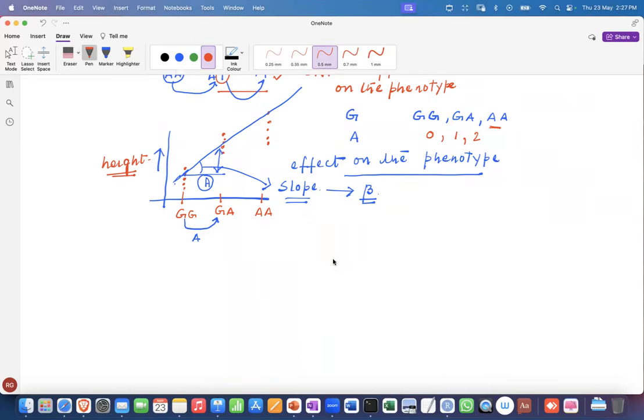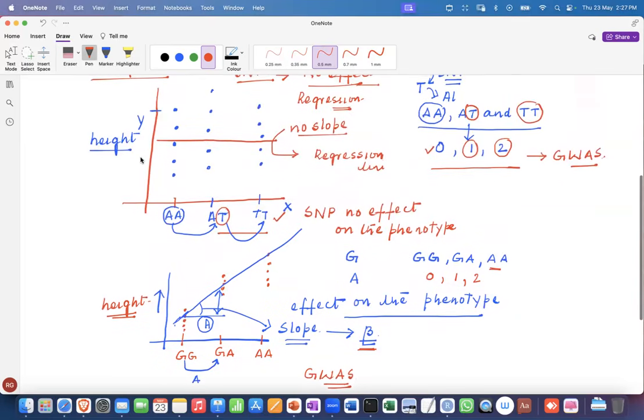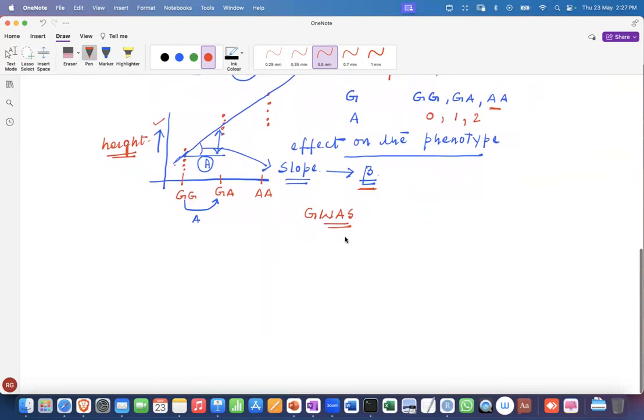Now, when you have this slope, the point is that you're not talking about a single SNP when you're doing a GWAS. I was talking about a single SNP. This is for SNP1, this is for SNP2, I was just discussing. But when you're doing a GWAS, you're not talking about a single SNP, but we'll be having millions of SNPs.